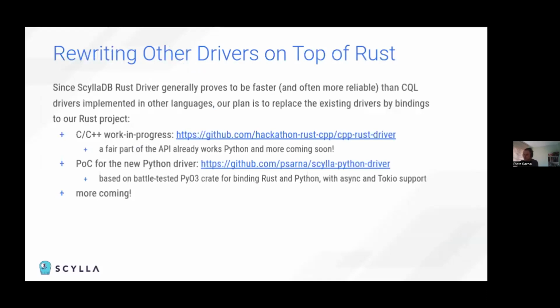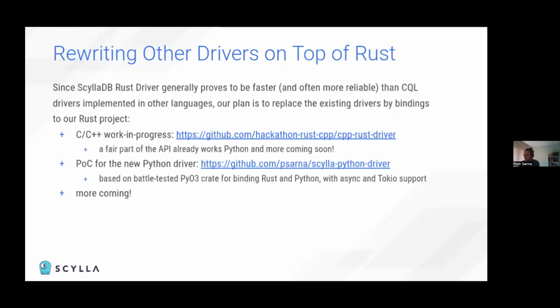Now that we have a Rust driver that's quite fast and robust and secure and so on, we also have a big plan of replacing other drivers with bindings to our one true driver, the ScyllaDB Rust driver. A single centralized implementation of the drivers would make it way easier to maintain, and Rust's superior performance can speed up the existing solutions available in other languages like Python, Ruby, and other languages with dynamic typing, which generally tend to be slower on average. We actually already have a working proof of concept for replacing our C++ driver with Rust bindings. You can take a look under the link I showed on this slide.